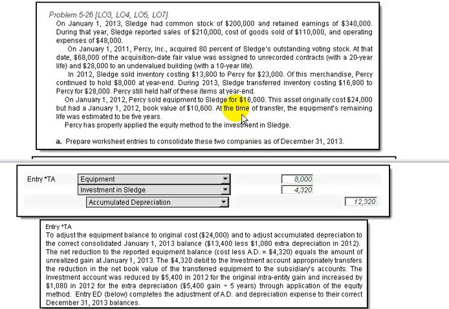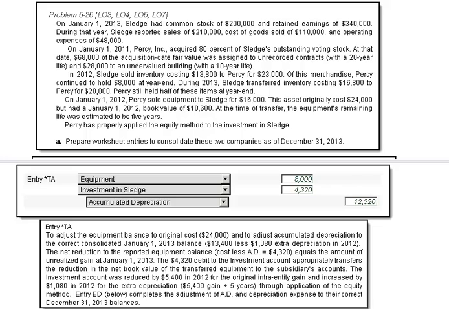Now, based on the equipment that was sold, $24,000 less $10,600, I think that gives us $13,400 book value, and there was $1,080 extra depreciation that was taken in 2012. So the net reduction to the reported equipment balance would be a reduction of accumulated depreciation of $4,320. Now what that means is we've got an unrealized gain sitting on the books that needs to be adjusted. So we've got a $4,320 debit to the investment account, and what that does is transfer the reduction in the net book value to the subsidiary's account.